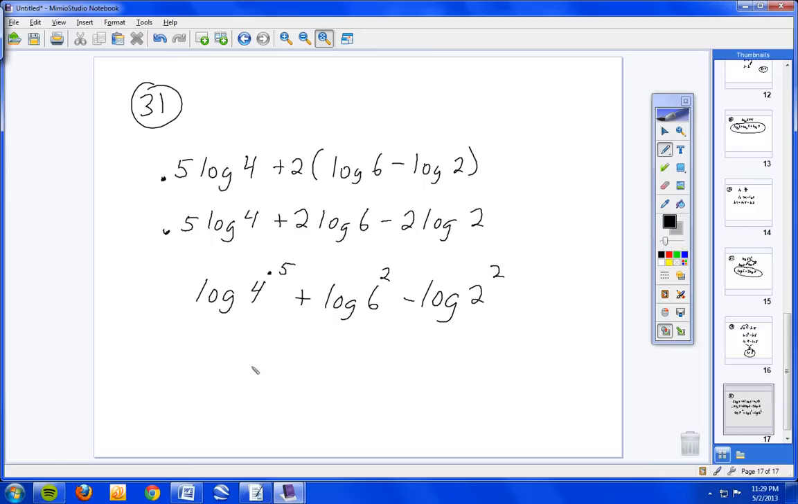Now, if you'll type into your calculator 4 to the 0.5 power, you'll see that's just 2. And then, of course, 6 squared is 36. And then 2 squared is 4. So there we go. Now, let's condense. Let's put these together. I think I want to go ahead and move on to another page here.